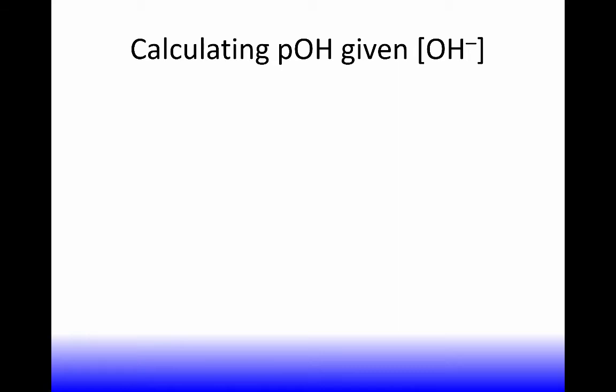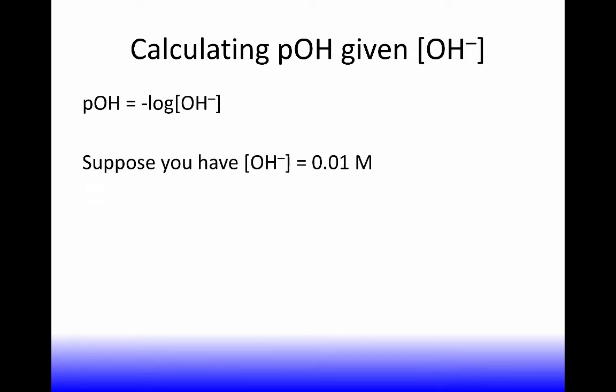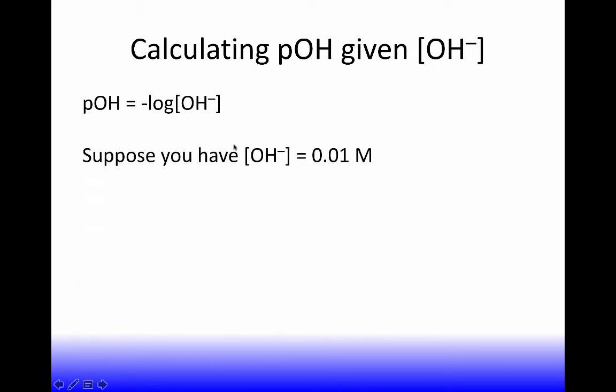Now, just like we can look at pH, you can also find the minus log of the hydroxide ion concentration, which we call the pOH. So it's exactly parallel to what we do with pH. It's just that instead of hydrogen ions, we're looking at hydroxide ions. So pOH equals minus log of the hydroxide ion concentration. So if we have a hydroxide ion concentration of 0.01 molar, we just plug it into the formula.